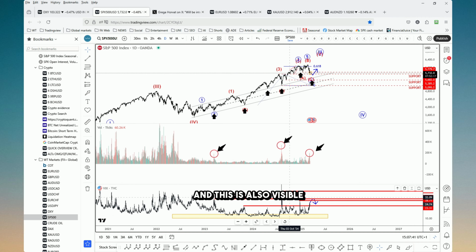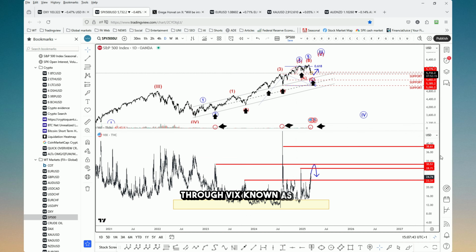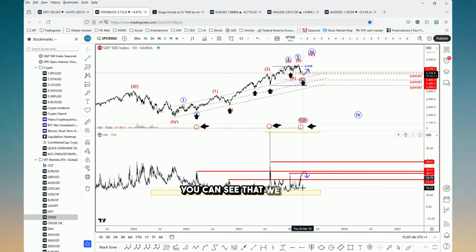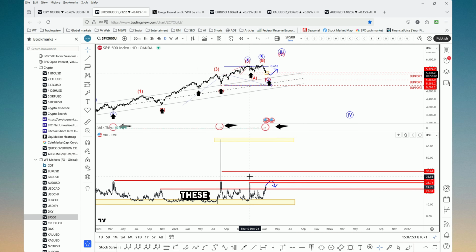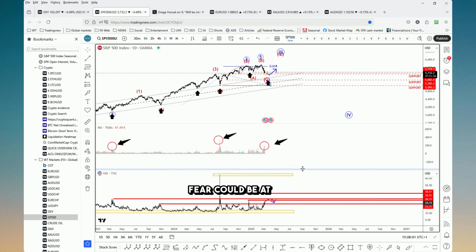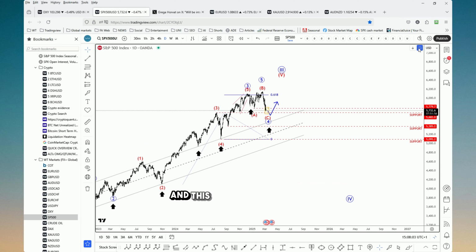And this is also visible maybe through the VIX, known as the fear index. You can see that we are basically recovering quite significantly, quite nicely here, and now approaching these levels from last year, 2024. So maybe we are again in a stage where fear could be at some extremes, and this suggests that potentially we are closer to support here.